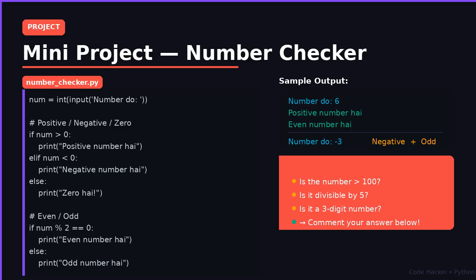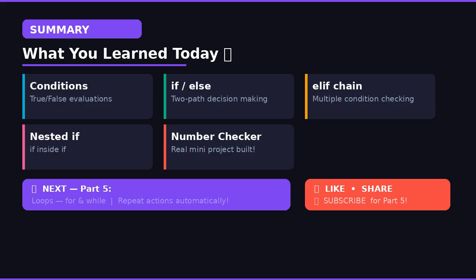Let's trace through. User enters 6. Is 6 greater than 0? Yes, positive. Is 6 modulo 2 equal to 0? Yes, even. Bonus challenge. Extend this to check if the number is greater than 100, divisible by 5, or a 3-digit number. Put your solution in the comments.